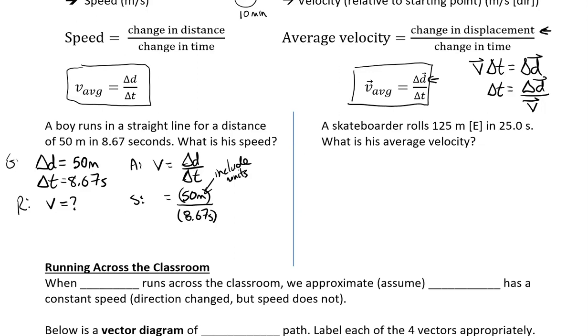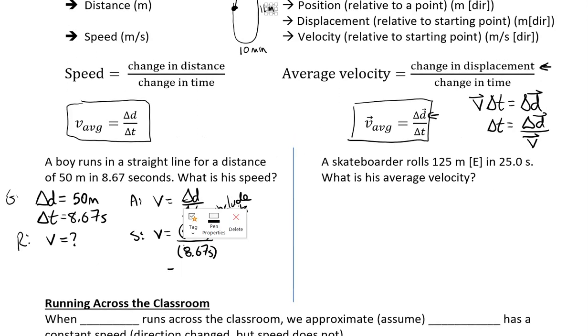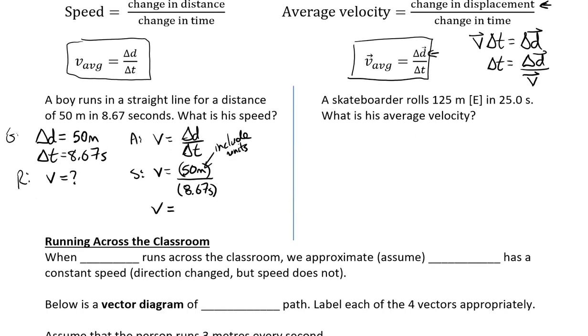Because what that shows us is it clearly shows us what units we're going to get in the final answer. So the speed is 50 divided by 8.6, and if my pen will work for me here, the speed is given to be 5.7 meters per second. Now, I haven't clearly defined how many sig digs I have.